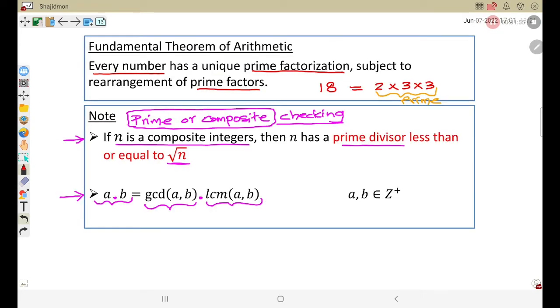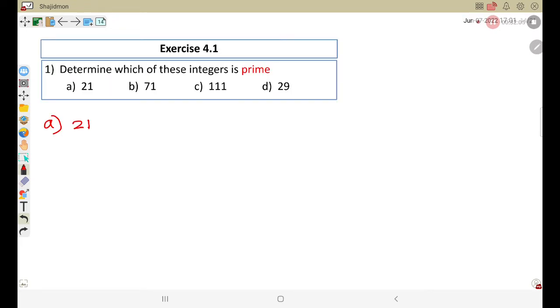For that we are using this rule. For prime or composite checking, we use this rule: if n is a composite number, then n has a prime divisor less than or equal to root n. I will explain it easily. For example, this is the number 21. Just take the root of that number, root 21. You can check it by calculator.